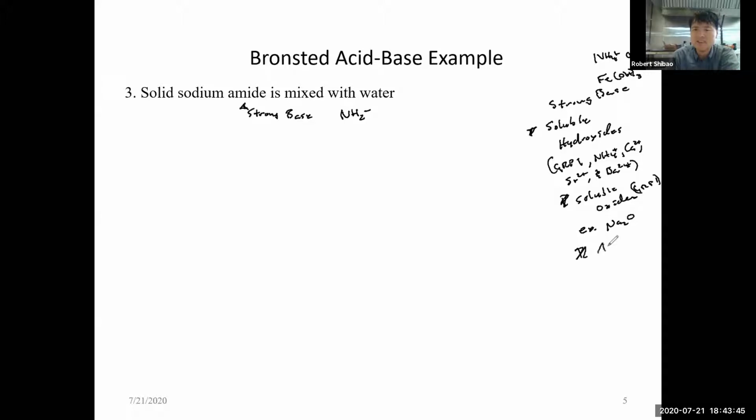The amides would be like this one, sodium amide. Group 1 is also soluble. Amides are typically soluble. There aren't that many amides out there, and this is an example of one amide. It's a strong base. And then, just 1 second.